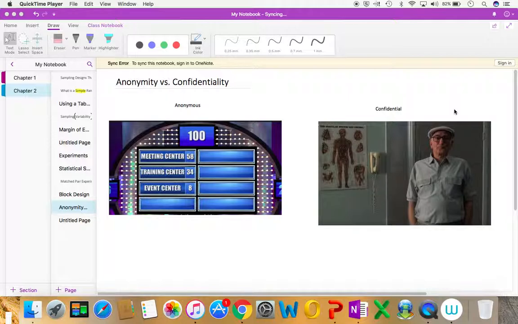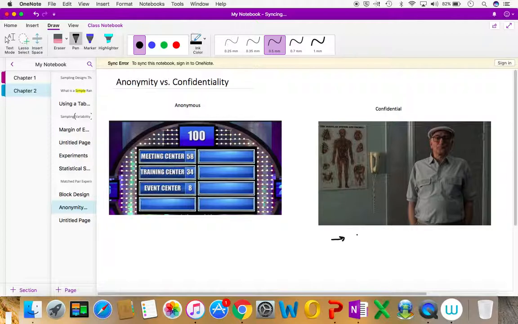It's confidential. It's not necessarily anonymous because, again, we look at this picture, we look at this man, and I know it's Uncle Junior. Okay, I'm not questioning what his identity is. I know that it is Uncle Junior.